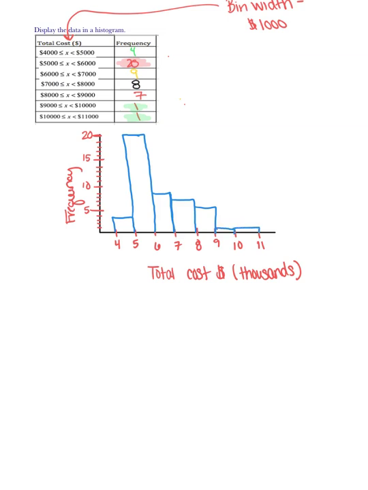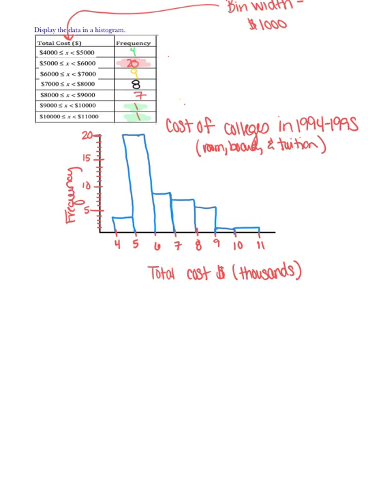So there's the histogram. I need a title. So this is going to be cost of colleges 1994 to 1995. And this is going to be room and board and tuition. It's going to be all of it. Ideally, the title would be right over the histogram.